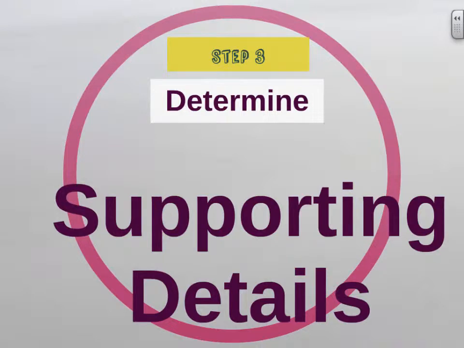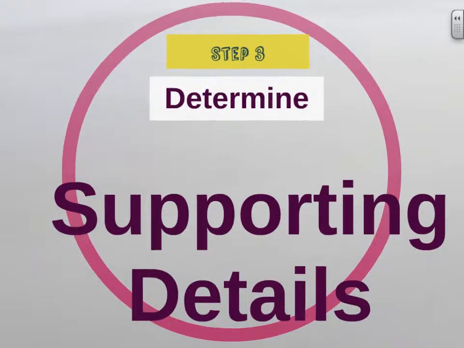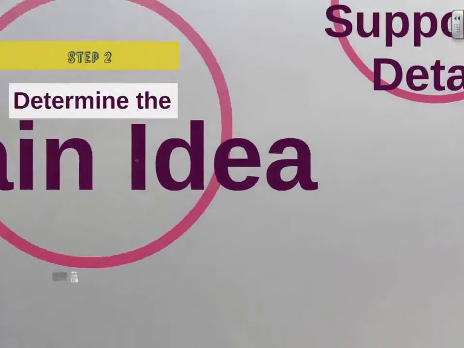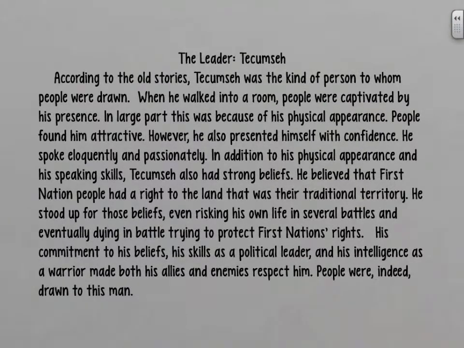Step three in the summary process is to determine supporting details. In our example, you must ask yourself, what supporting details back up the idea that people were attracted to Tecumseh? Okay, let's look at our example again, reread the text, and write down in point form the details that support the main idea.